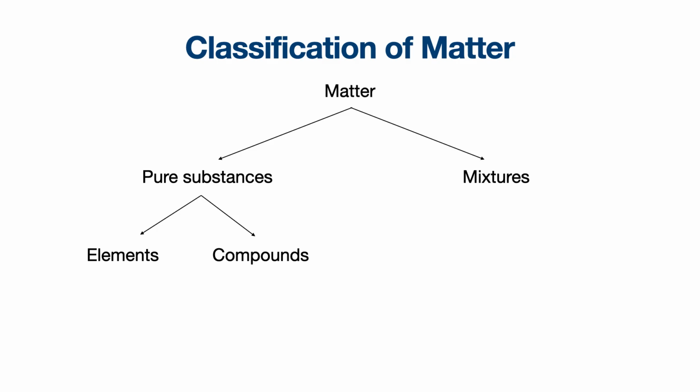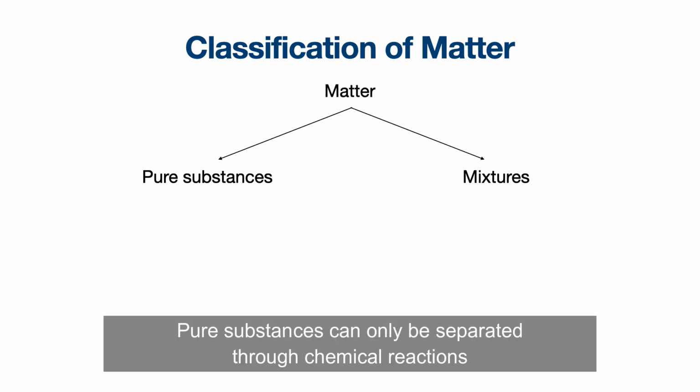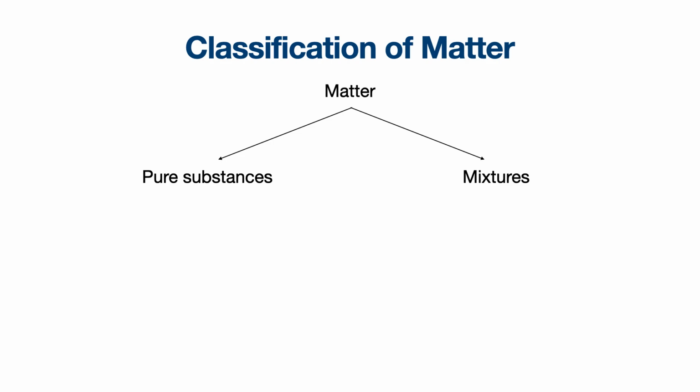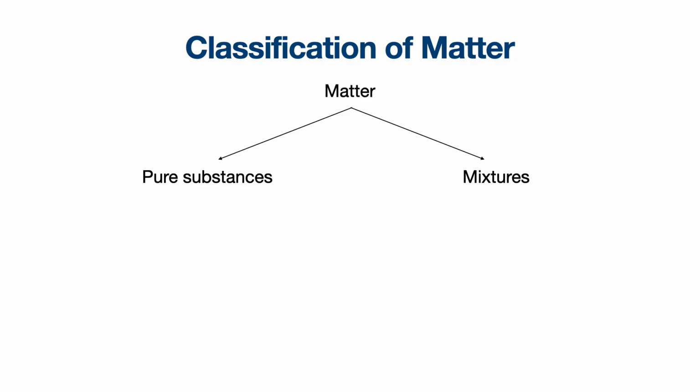Matter can be classified into 2 categories, pure substances and mixtures. Pure substances have a definite and uniform chemical composition and can be further classified into elements and compounds. On the other hand, mixtures are formed by combining pure substances that retain their individual properties. The key difference between pure substances and mixtures is in how they can be separated. Pure substances can only be separated into their individual constituents through chemical reactions, which alter their physical properties. However, mixtures can be separated into their individual constituents without chemical reactions, allowing each component to retain its physical properties.